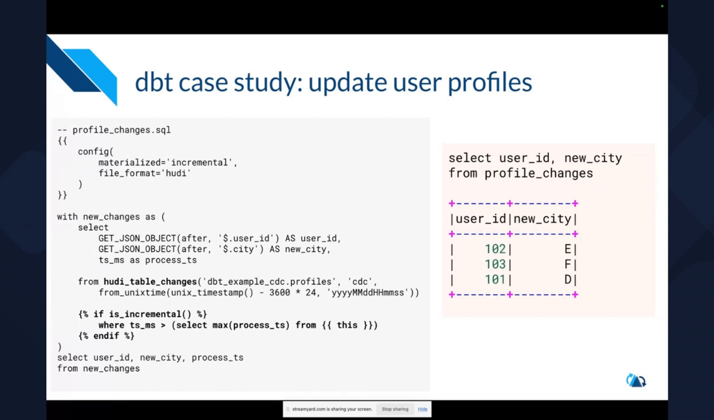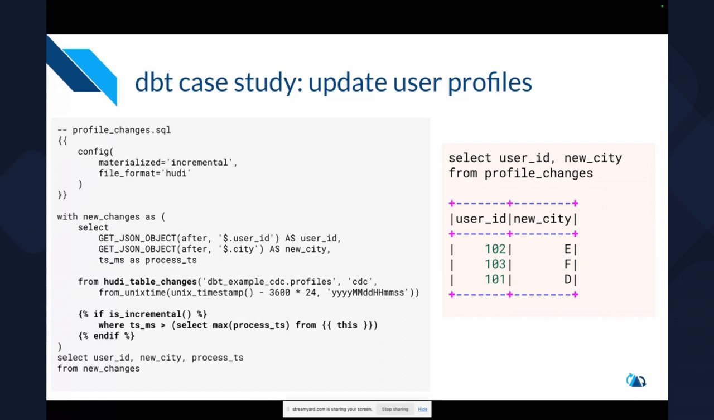Similarly, the second transformation is also defined in a DBT template. This is another SQL file that you will store under the models folder. This is also incremental processing. Instead of doing a SQL query from the raw table, this processing leverages the Hudi CDC feature.